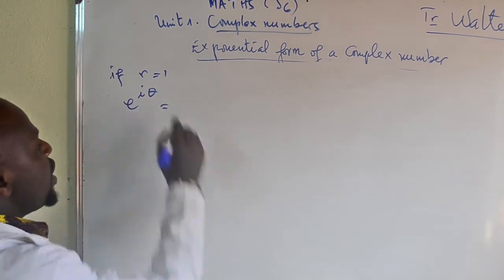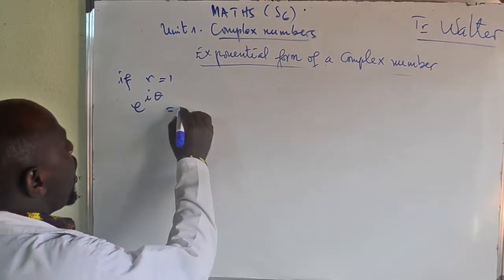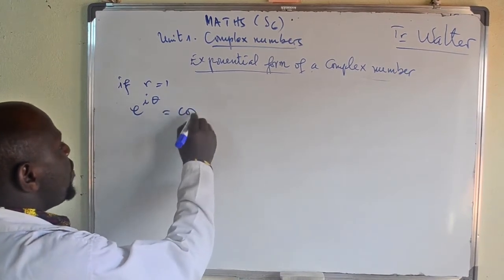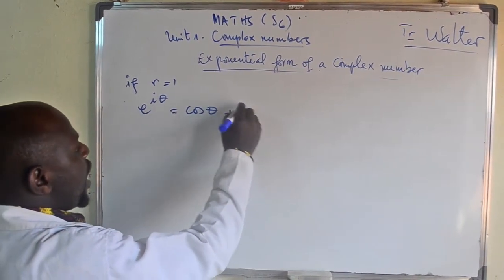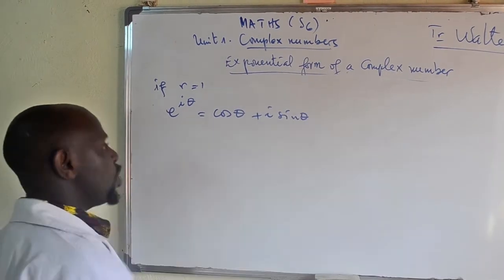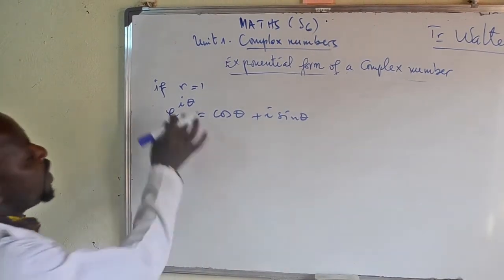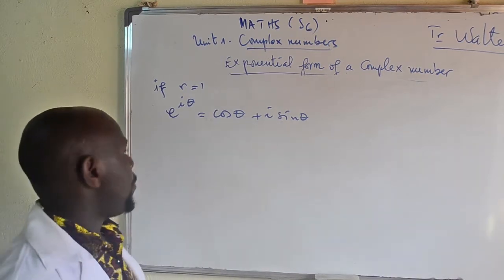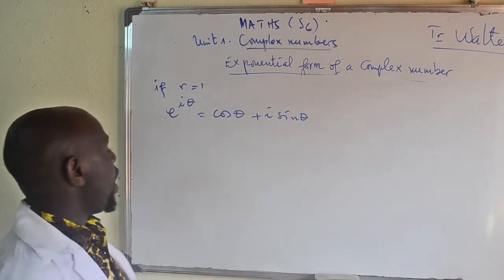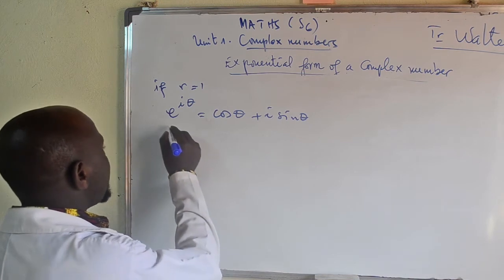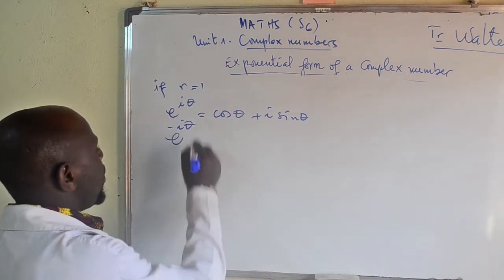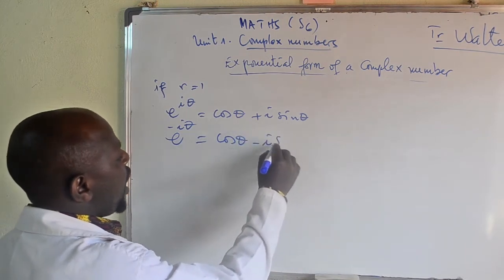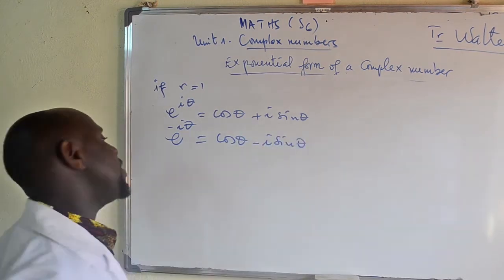This means the same as r is 1, so there is no need of writing it. We should just have cosine theta plus i sine theta. These two things are the same. This is the exponential form, and this is the trigonometric or polar form when r equals 1. Now, its conjugate is e power negative i theta, and this is the same as writing cosine theta minus i sine theta.